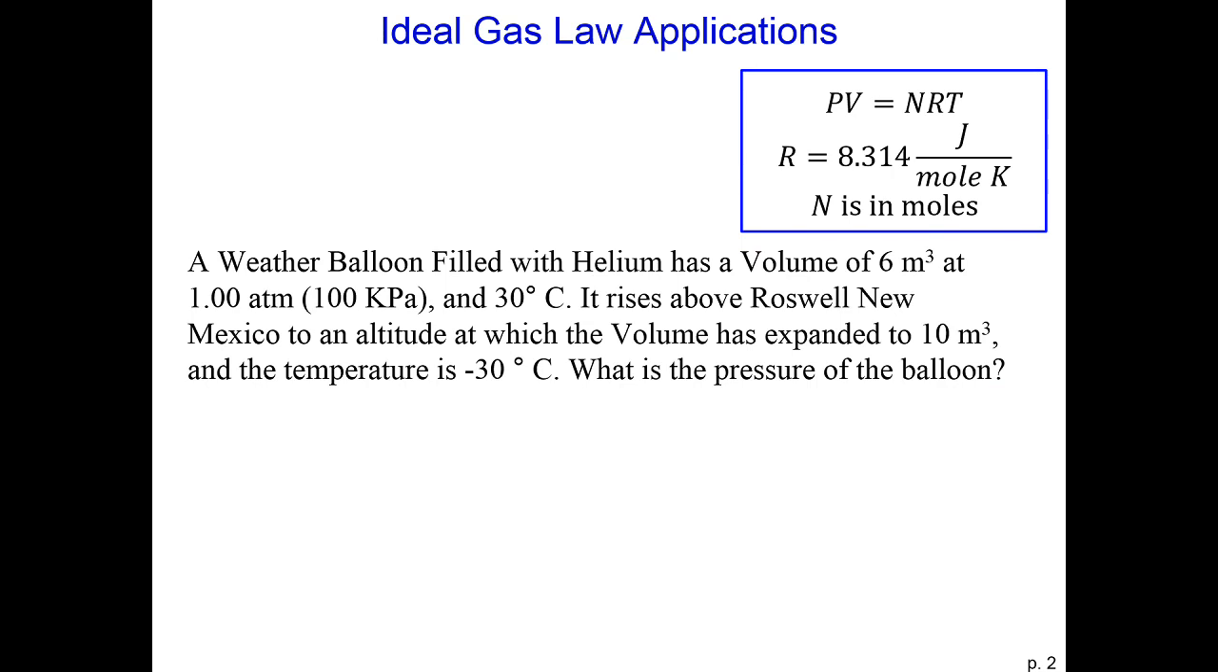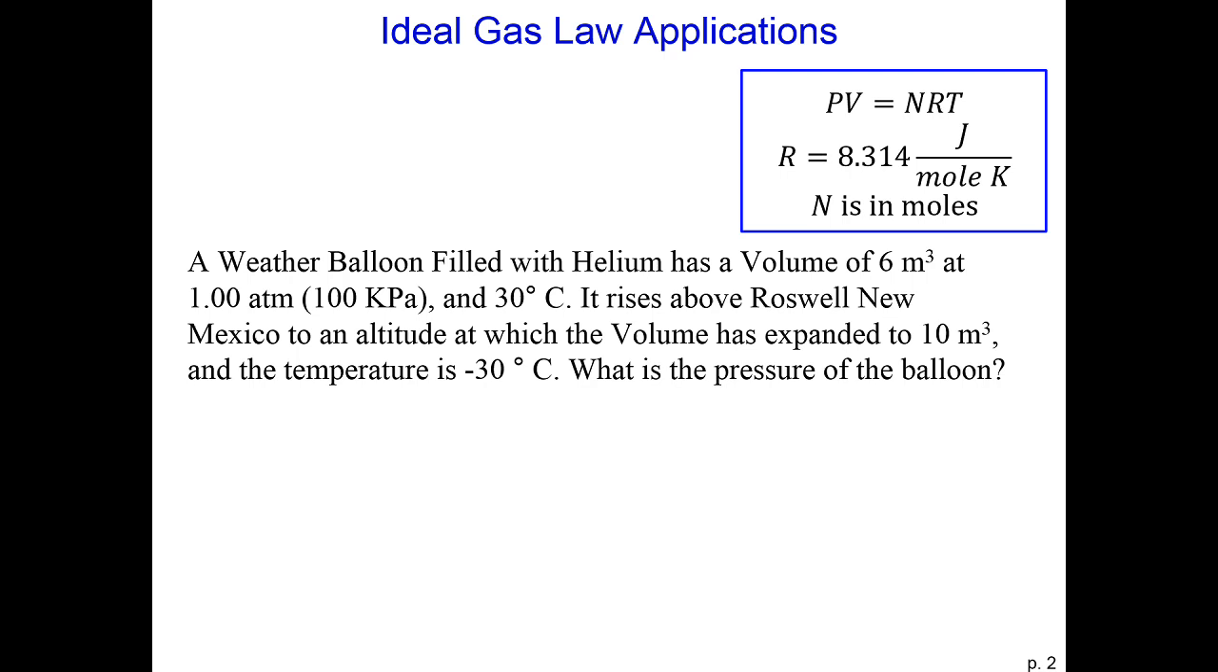Okay, let's do a quick practice problem using the ideal gas law before moving forward. So we have a weather balloon filled with helium, and it has a volume of 6 meters cubed at 1 atmosphere and 30 degrees Celsius. So it rises above Roswell, New Mexico to an altitude at which the volume has expanded to 10 cubic meters, and the temperature is now negative 30 degrees Celsius. So our question is, what is the pressure of the balloon?